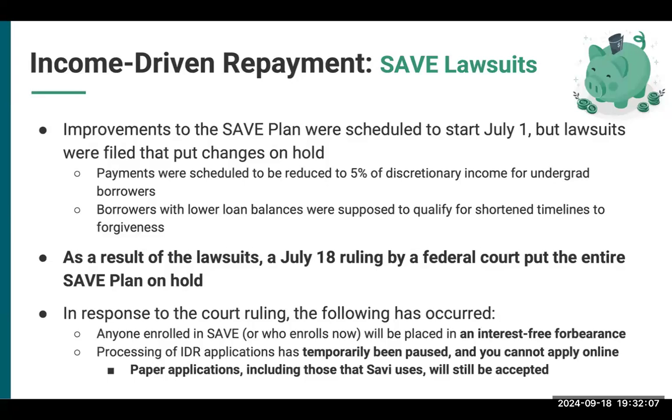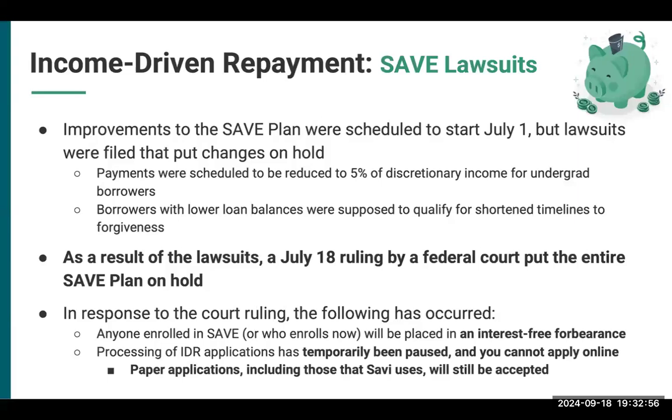Now, something that I want to make sure everyone is aware of, and this sort of relates to some of these more recent and major policy updates, because it impacts enrollment right now in income-driven repayment plans. So this newest SAVE income-driven repayment plan that was introduced last summer, right, has faced some challenges. And earlier this summer, July 1, the second wave of improvements to this plan were supposed to go into effect. And those improvements included reducing the percentage of discretionary income for undergrad borrowers from 10% to 5%. And borrowers with lower balances were going to qualify for shortened timelines to forgiveness. So instead of 20 to 25, it could be 10 to 20.